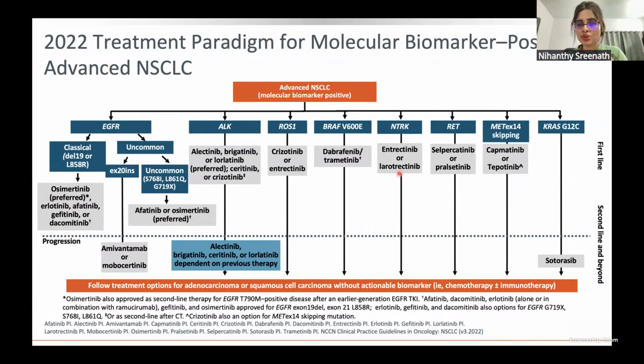NTRK, we know that two agents are available, entrectinib and larotrectinib. If there is a RET fusion, selpercatinib or pralsetinib can be given. And in case of MET, we do know that capmatinib and tepotinib can be given. And in case of KRAS G12C, sotorasib or adagrasib, but you can't use the same. If there is a progression with sotorasib, the next molecule cannot be used because of the same mechanism of action.